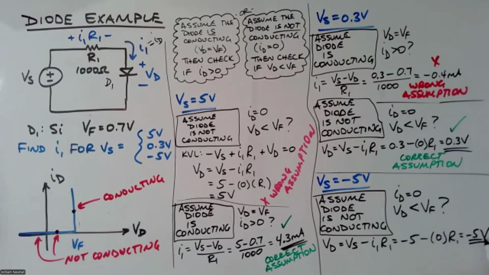So that is the correct assumption, right? -5 volts here. Check, correct assumption, because VD is less than VF. -5 is less than 0.7. So you're somewhere here. You go to the left to -5 volts, and you can have 0 current flowing.